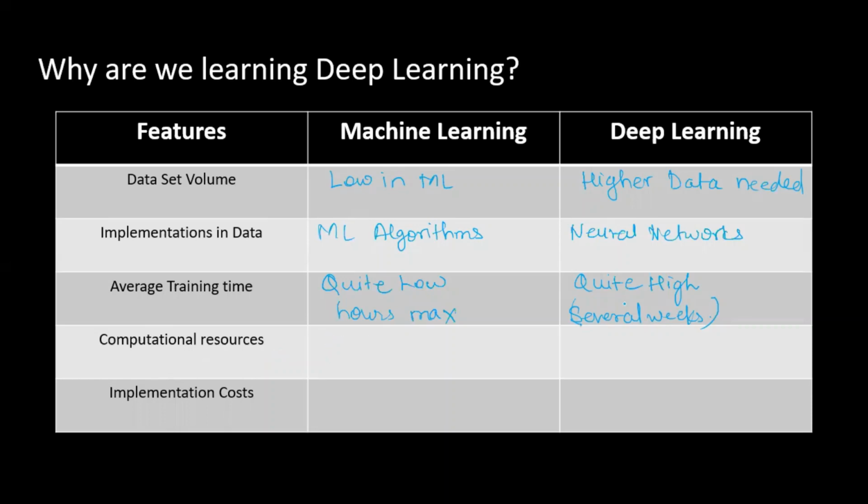Computational resources means in deep learning we need a GPU, the one we use for gaming, right? GPU, graphics processing unit. So here we don't need one, so it is very limited. Implementation cost is quite low here, because there is no GPU and anyone can do it on a PC. But here, the cost is quite high, costly.